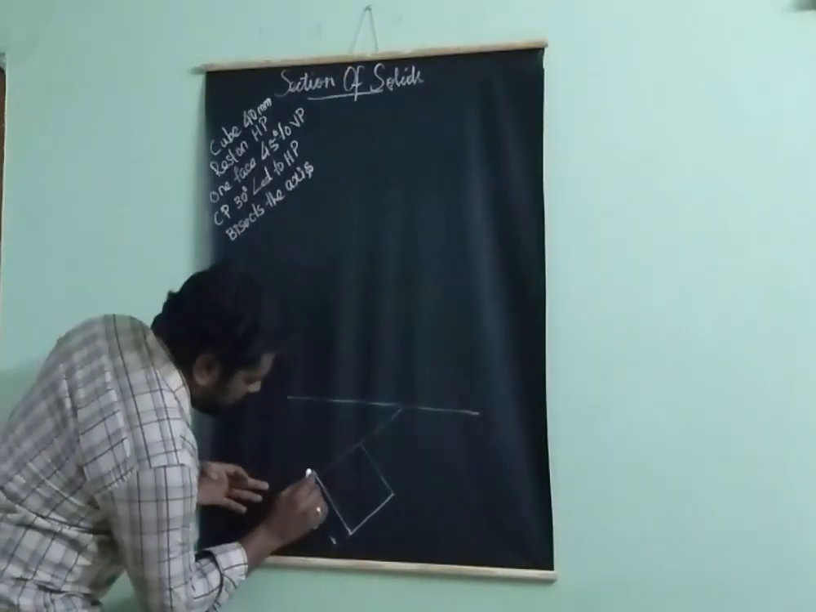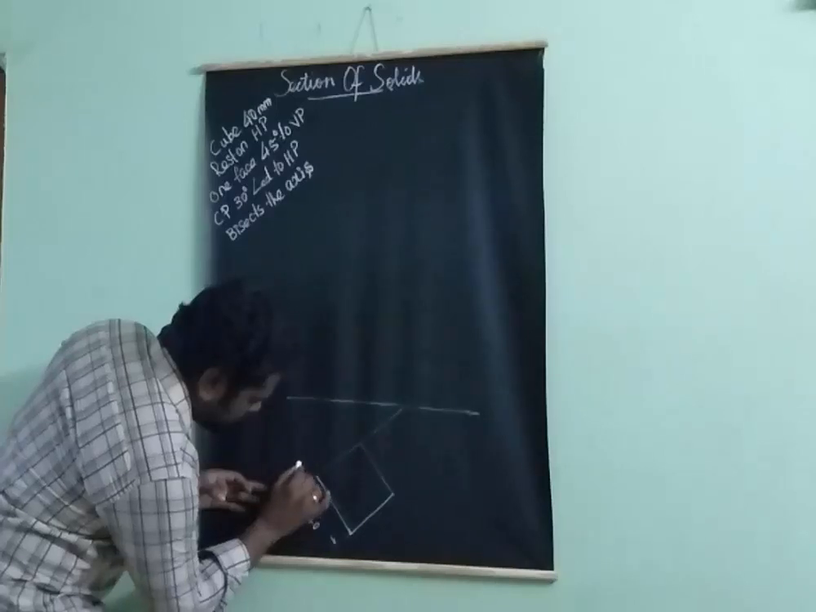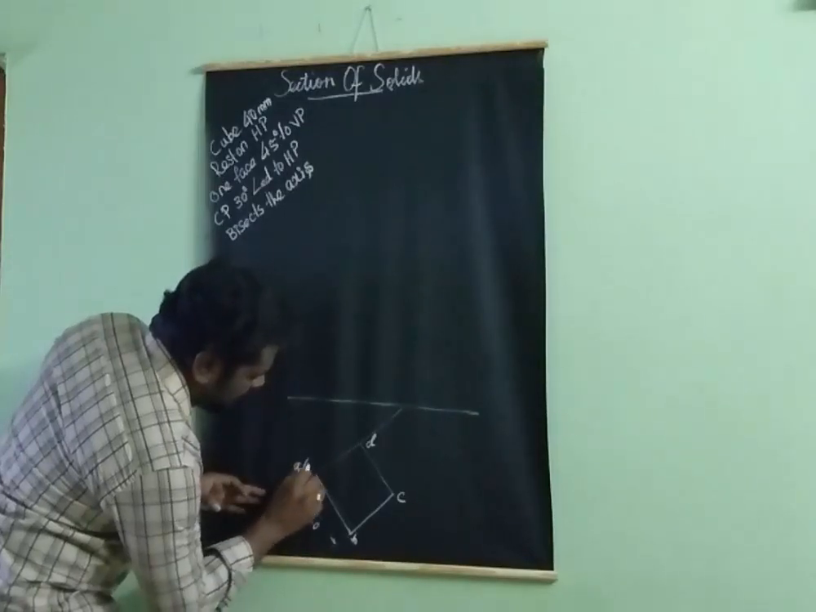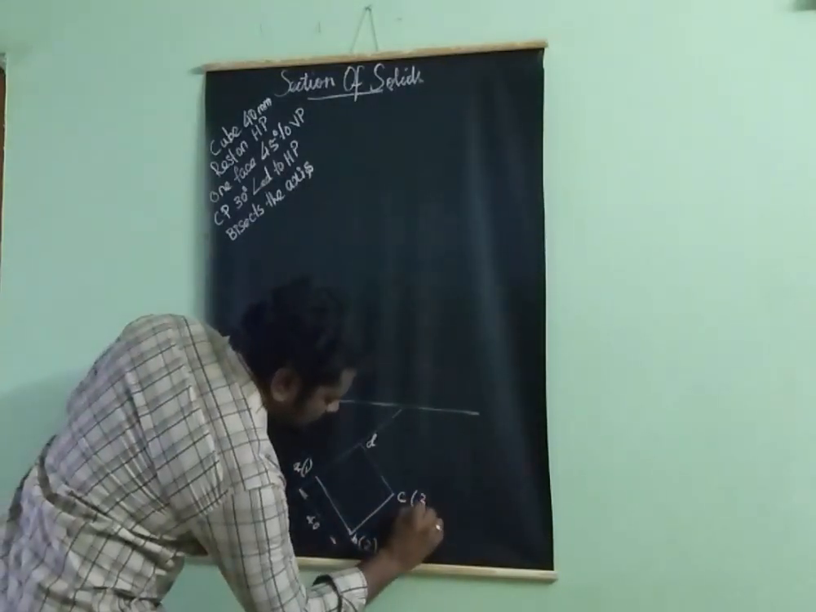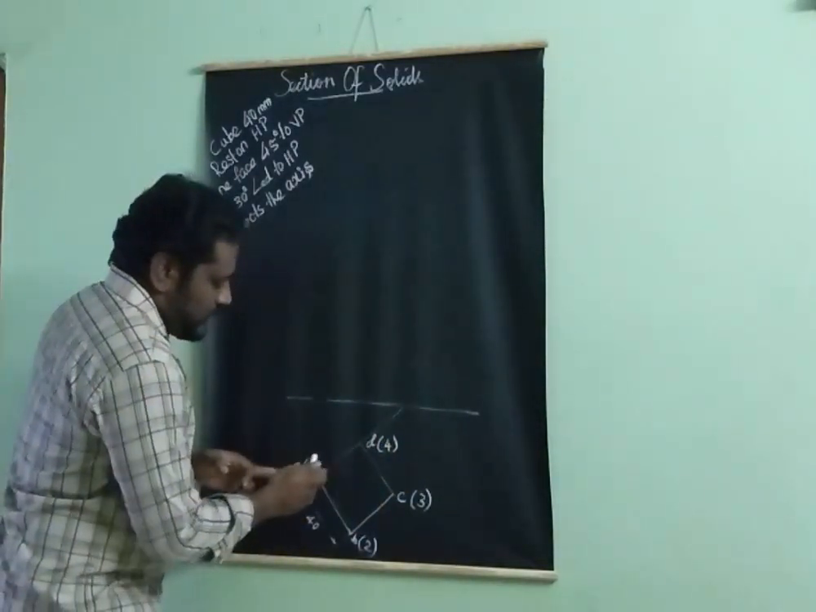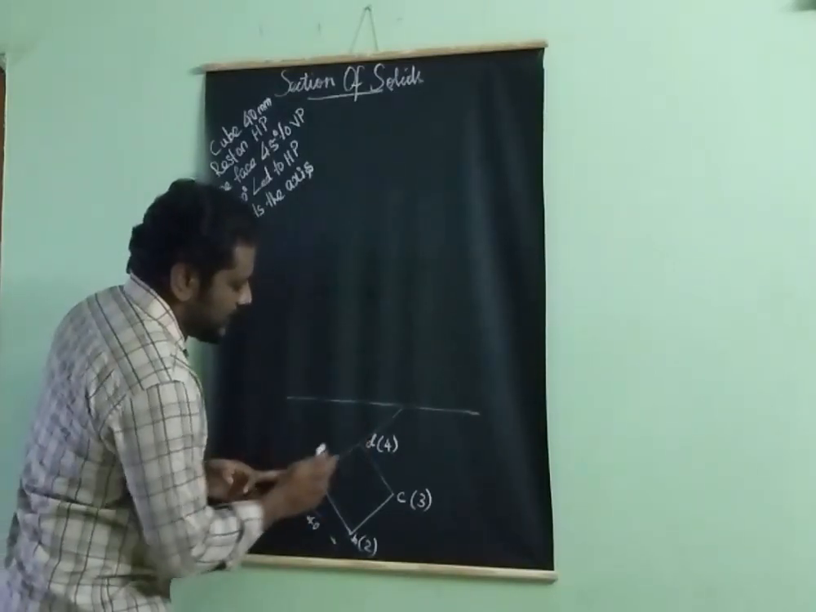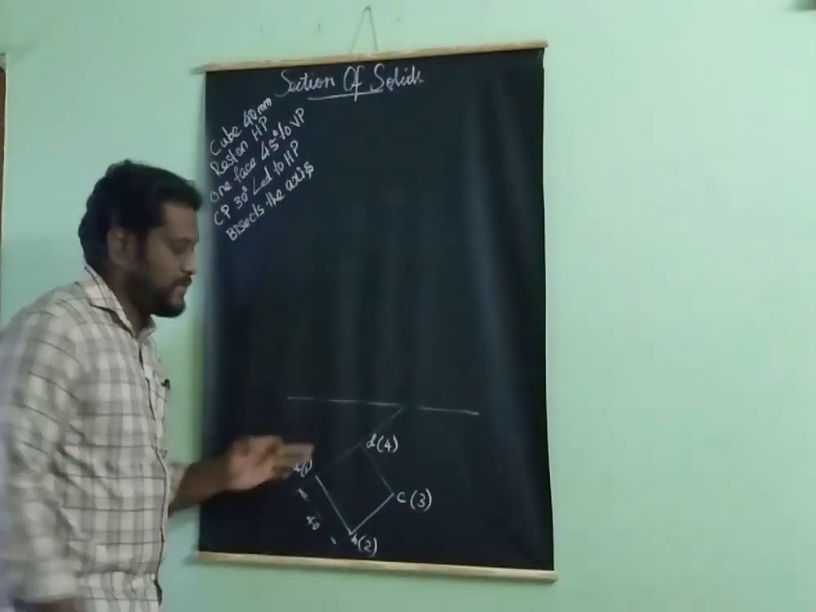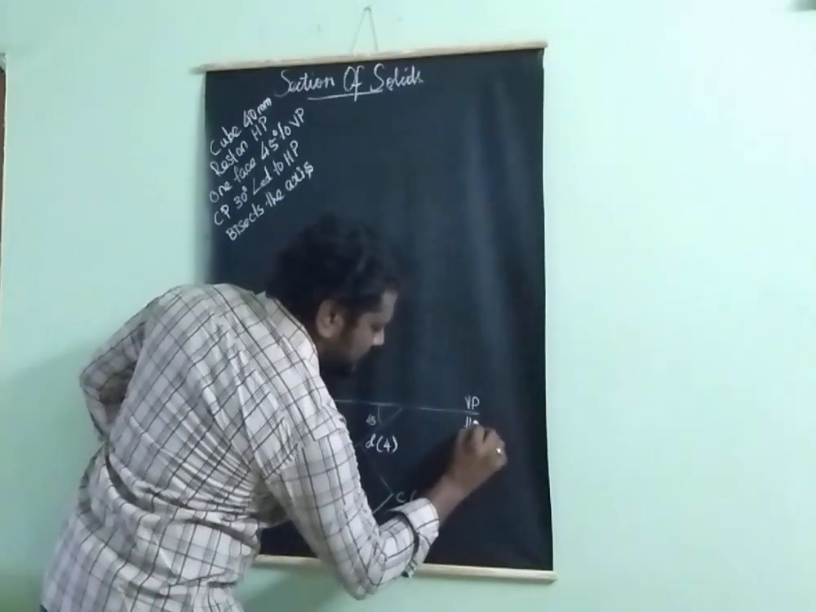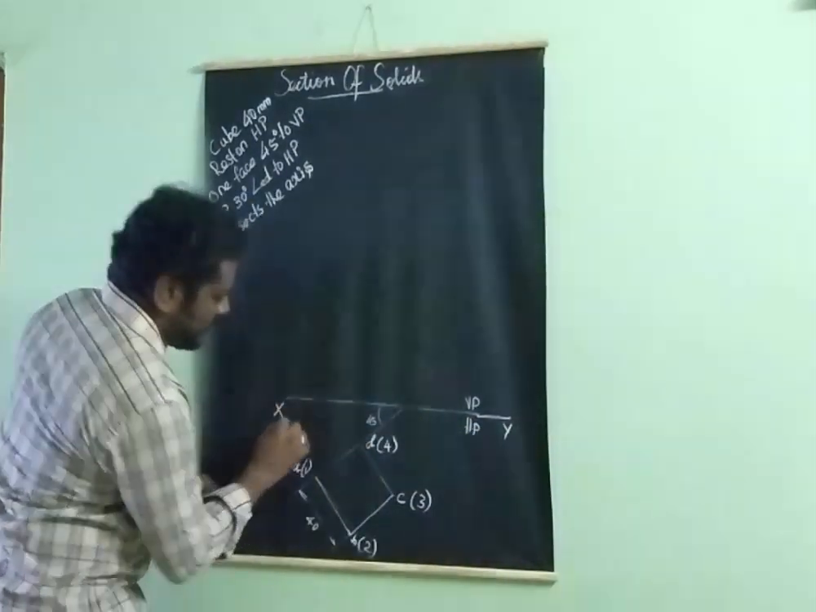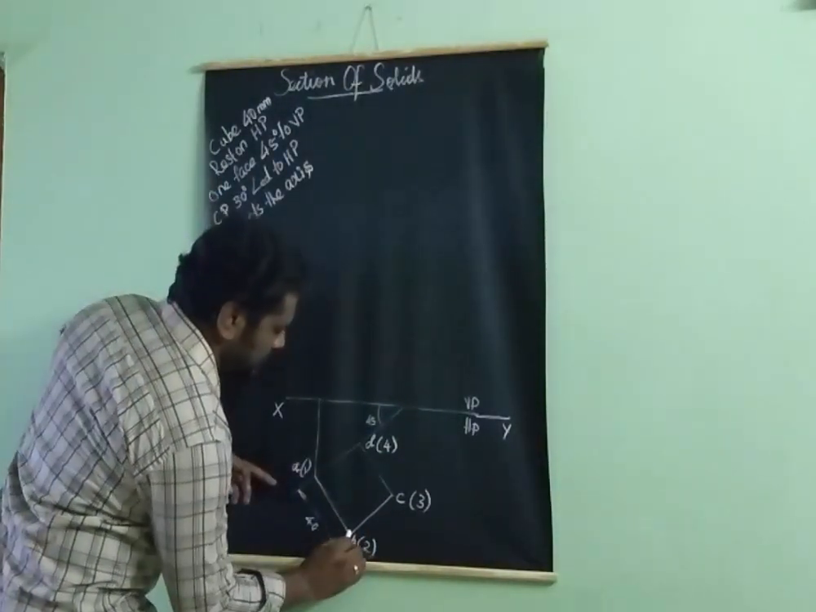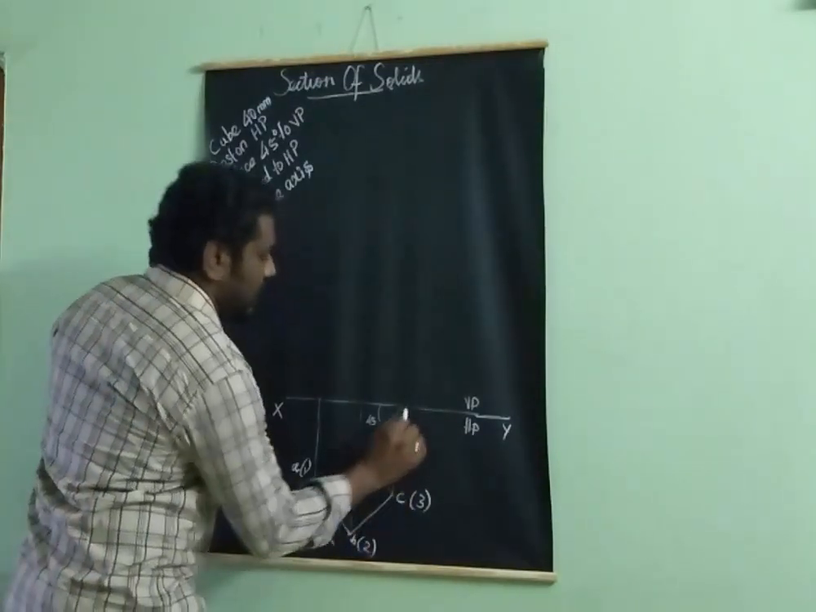So let me name the corners. This corner is A, this is B, this is C, D, and 1, 2, 3 and this is 4. Okay, so this line has 4 points and this line represents a face. This face makes an angle of 45 degree with VP. Okay, then just project all the points to draw the front view.